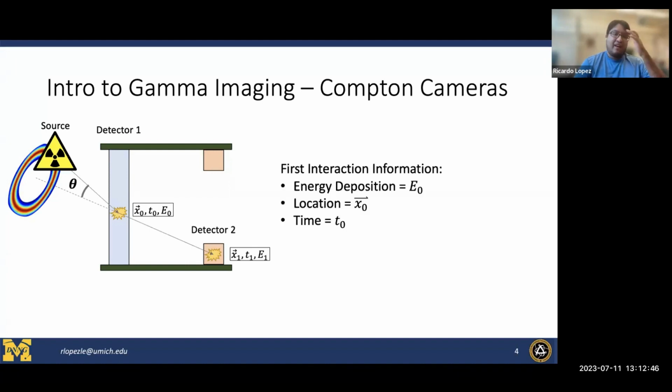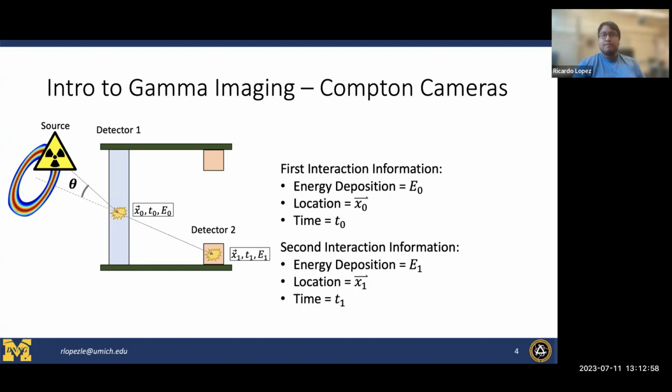Now, again, in the first interaction, in this case the gamma ray Compton scatter in the organic scintillator, we again have the same kind of information as we did before, where we know the energy deposition, the location, and the time.